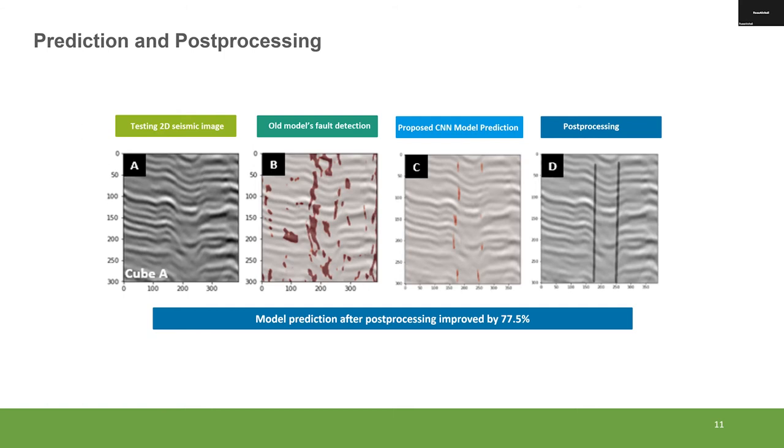To accomplish more consistent results with our fault labels, we perform post-processing. We experimented with several line detection algorithms. However, we found that the Hough transform provides more accurate results in our case as it computes the line based on given parameters. And the model prediction is improved by approximately 77.5% based on the number of the detected faults.